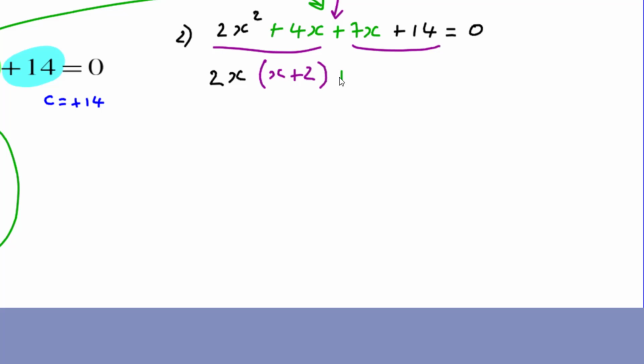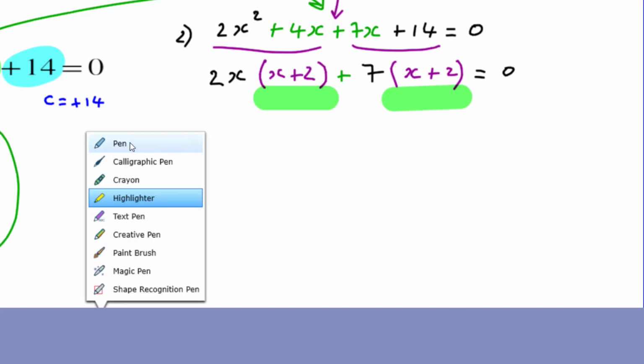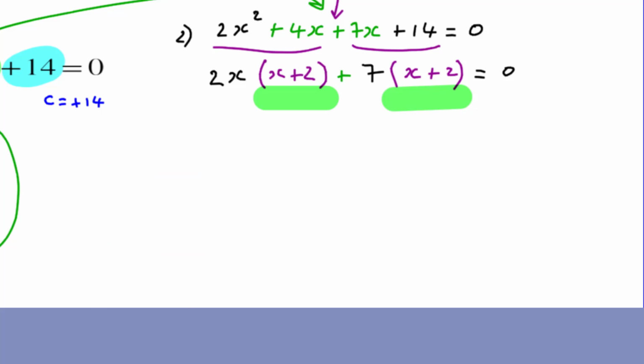Notice we're going to keep the positive sign before the next two terms. The highest common factor is 7, and that factorizes as 7 times x, and then to get the plus 14, plus 2. So 7 times plus 2 gives us the plus 14, equals 0. First step, factorization done. Now we're going to fully factorize by looking at the common factor, in this case x plus 2. So x plus 2 is a common factor for those two terms.